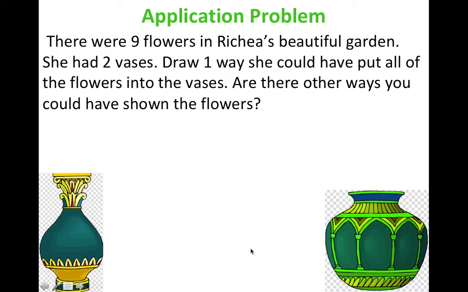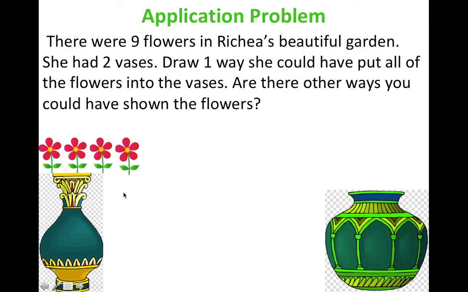And I have mine, and you can pause the video at this point, and you can draw your 9 flowers, but you have to make sure that all 9 flowers get separated in 2 vases. You can put them however way you want, but make sure they're in 2 vases. Then you'll come back to see if you did the same thing as I did, or does yours look different. So the way Miss Shaima did is 1, 2, 3, 4.